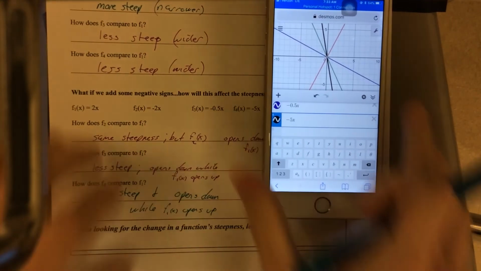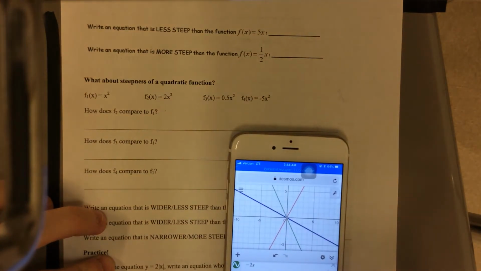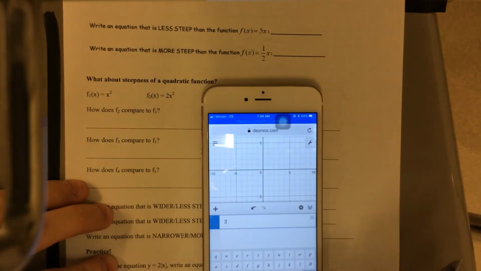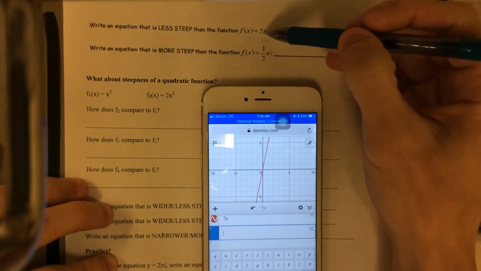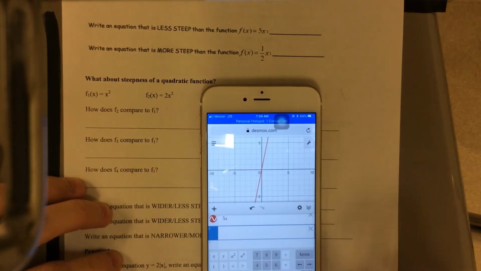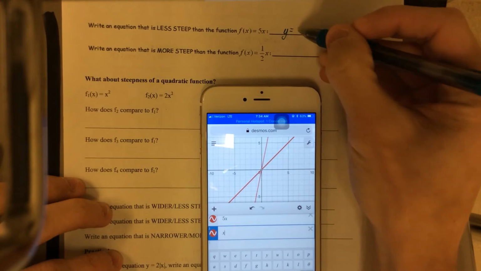Alright, so let's go ahead and flip over here. It wants us to write an equation that is less steep than 5x. So let's test it out here just to make sure. 5x, let's put that in. I'm pretty sure from what we've seen, anything under 5 is going to give us something less steep. So let's not do 2x, let's just do x. So that's less steep. So let's go ahead and write y equals x.